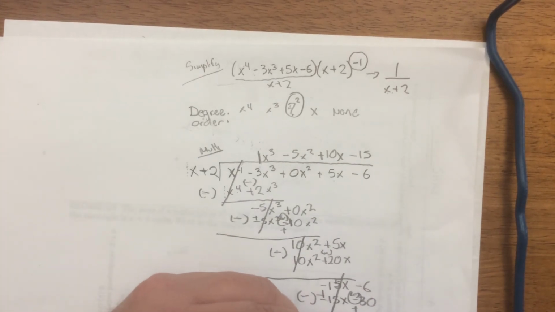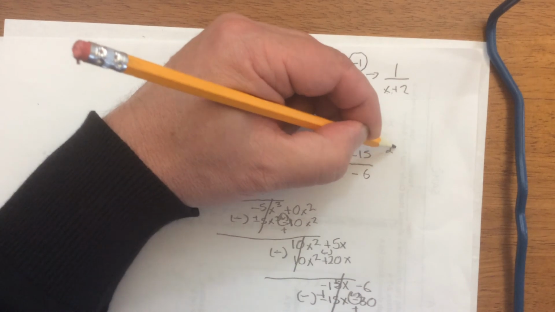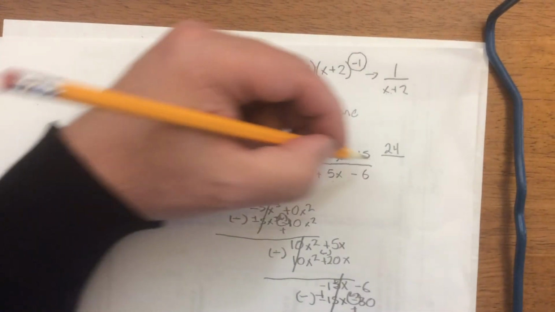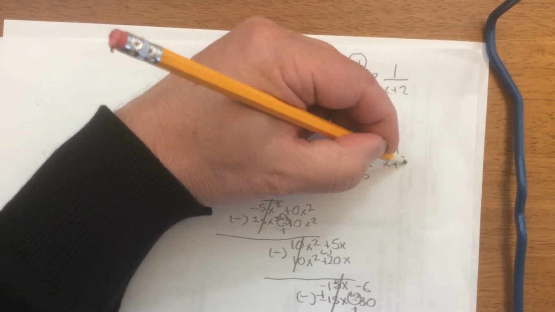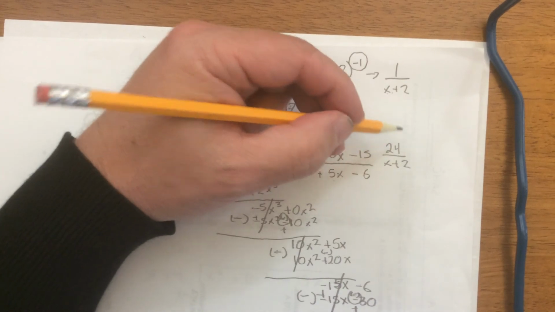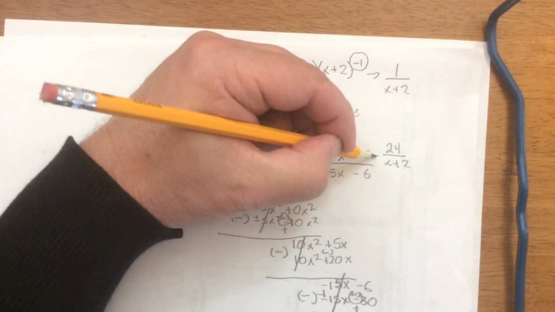Okay, it's a remainder. So I'm going to go to the quotient. I'm going to put the remainder on top of a fraction. My divisor here is going to be my denominator. Now, how do I connect this polynomial to this fraction? Well, I look for the sign. It's a positive. I put a positive here.